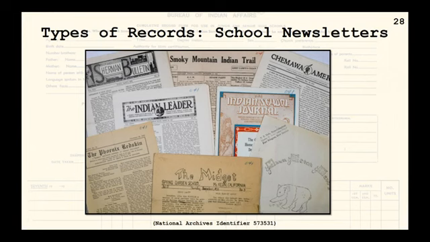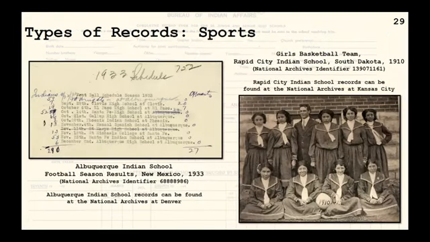Next slide, please. Slide number 29. Sports. Sports were a big part of the BIA school experience, and this is really seen in the general admin files, with rosters, photographs, letters detailing equipment acquisition. Here we see the dominating 1933 season of the Albuquerque Indian School football team, as well as the women's basketball team from the Rapid City Indian School. Early on, women's basketball was pretty big.